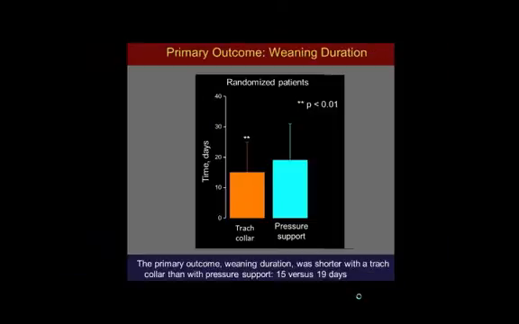And the primary outcome in that study was weaning duration. The study was not powered to look at differences in mortality. If you do a randomized controlled trial, you need to look at, a priori, what is it powered for? And it was powered only for ventilator duration. And for this, the ventilator duration was significantly shorter with a trach collar than with pressure support by a very large amount, a difference of 15 versus 19 days.